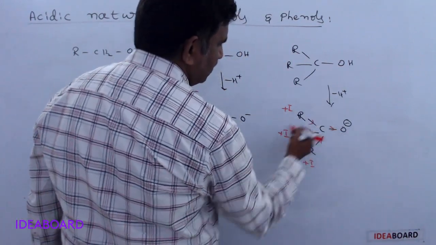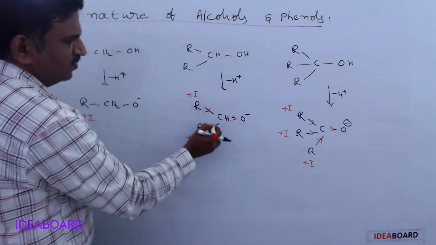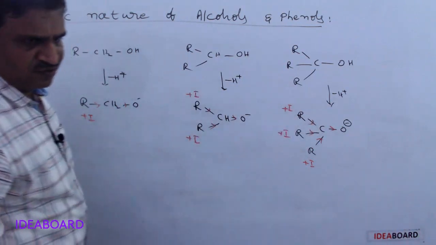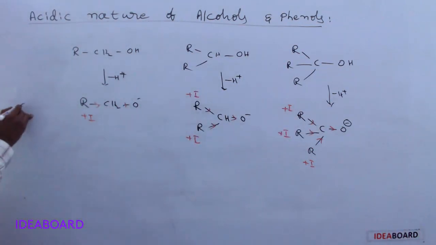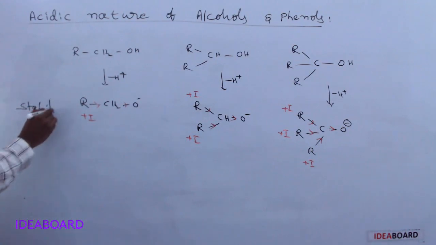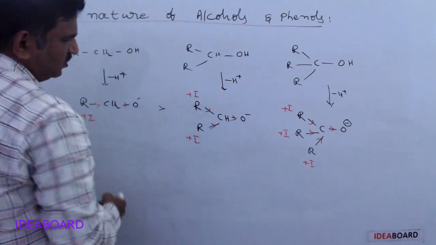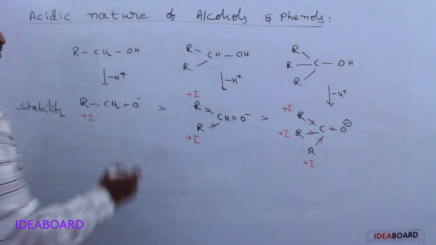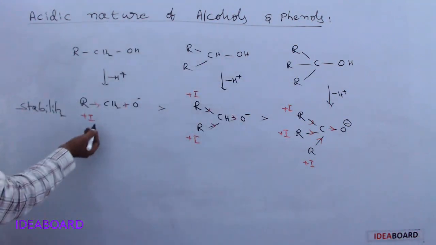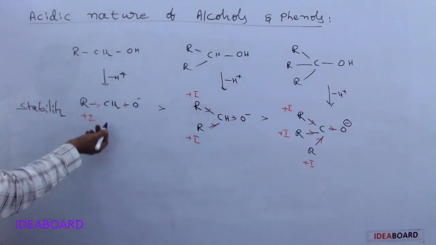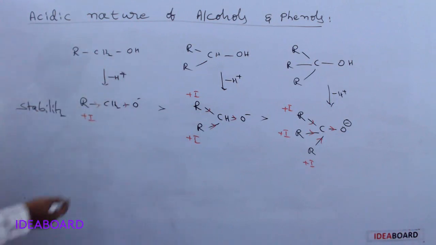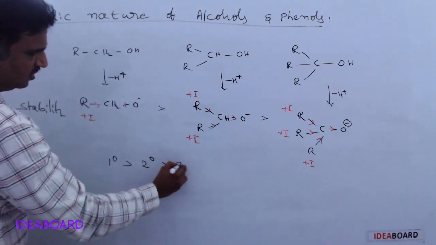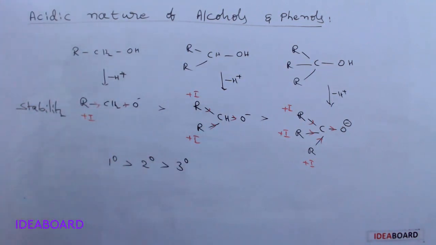They increase the electron density on the oxygen atom. Whenever they increase electron density on the oxygen atom, it becomes more unstable. So if you take the stability, this one is more stable than this, and this is more stable than the third one. Which alcohol is better, meaning which gives the more stable alkoxide ion? A more stable alkoxide ion means a more acidic nature. So primary alcohols have more acidic nature than secondary. Secondary has more acidic nature than tertiary.